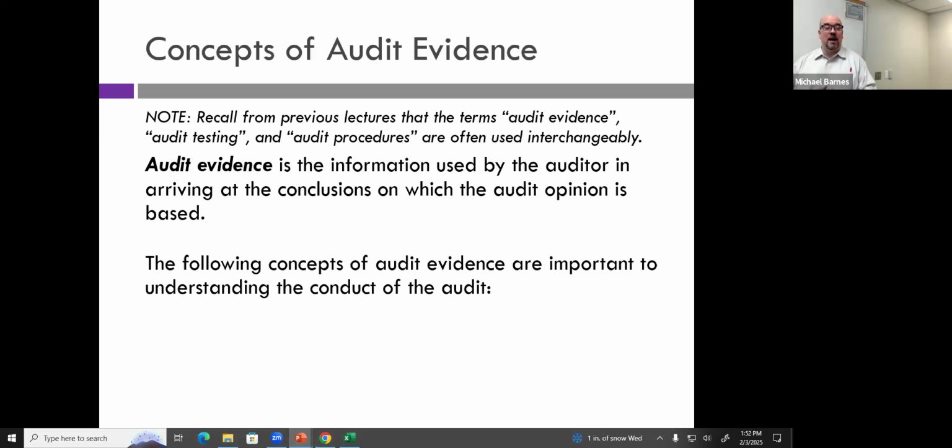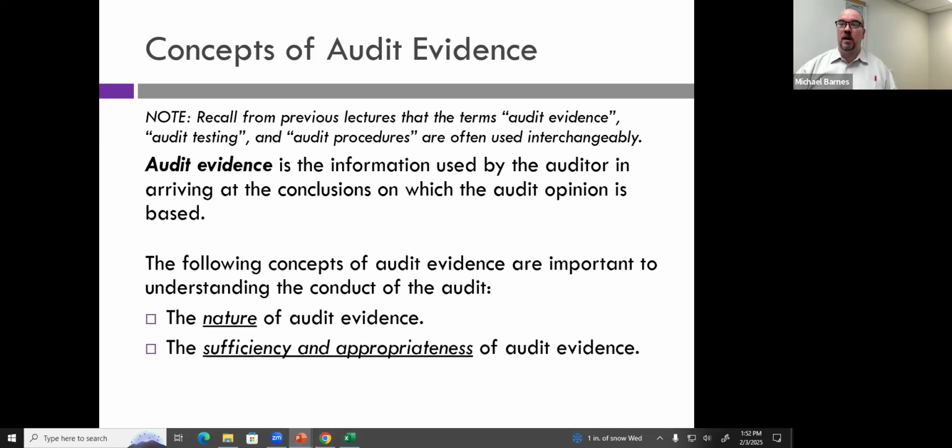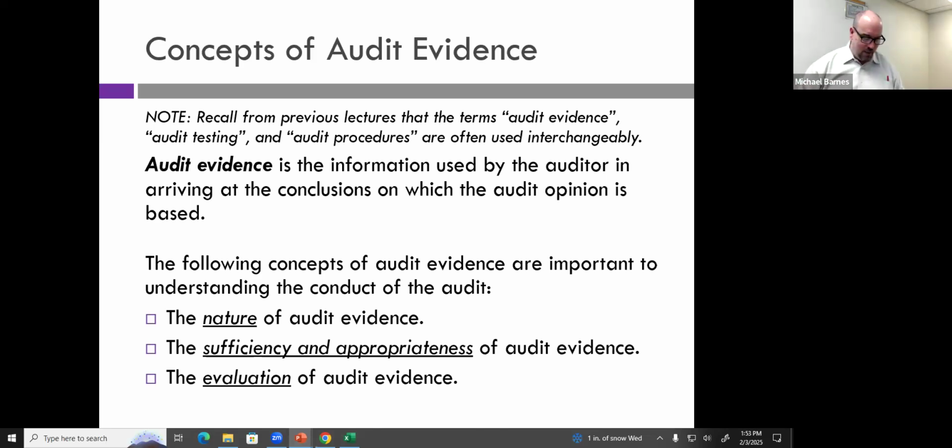Now, at a very general level, we have three concepts of audit evidence that are important to understanding the conduct of audits. Before we can even talk about what types of evidence we collect, we have to understand what it is about evidence that is important, the criteria that have to exist for evidence to be useful. And there's three of these: the nature of evidence, the sufficiency and appropriateness of audit evidence, and the evaluation of audit evidence. So that's really clear, right, guys? You understand that 100%? Just list those? No? Okay. We probably better talk a little bit more in detail about these.